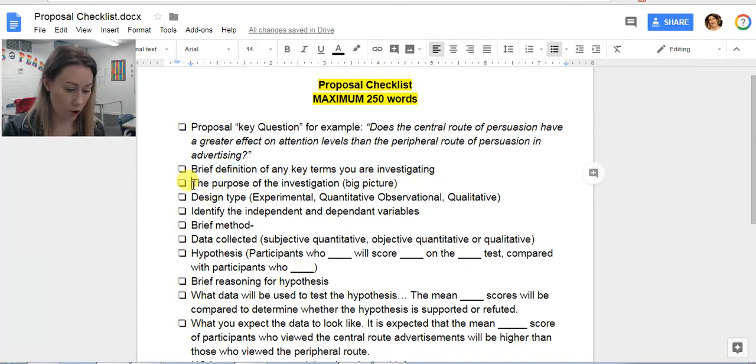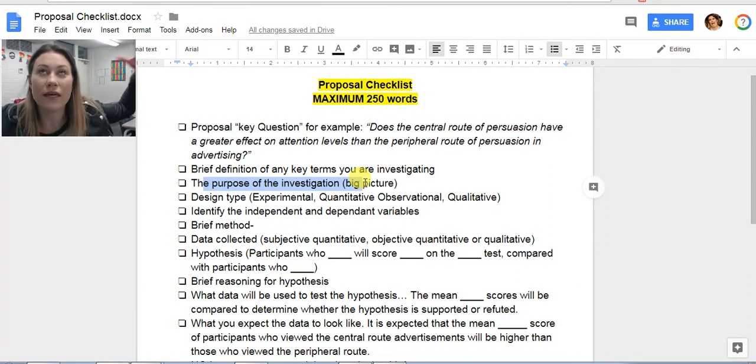The next thing is the purpose of the investigation. Now, that sounds like the key question, but it's not framed in a question. So, what is the purpose? Why are we doing this? What's the bigger picture here?